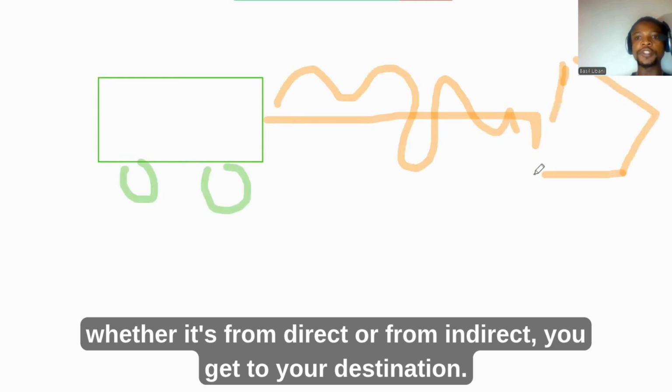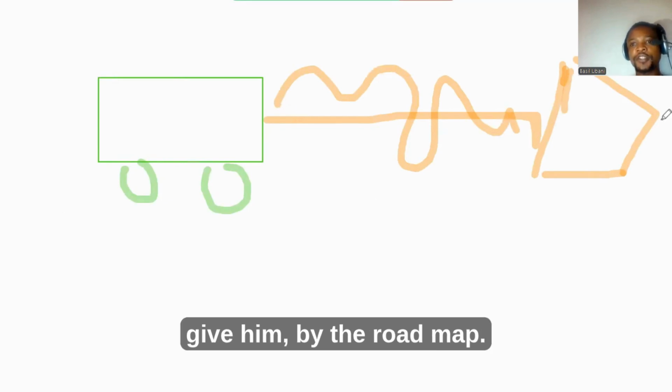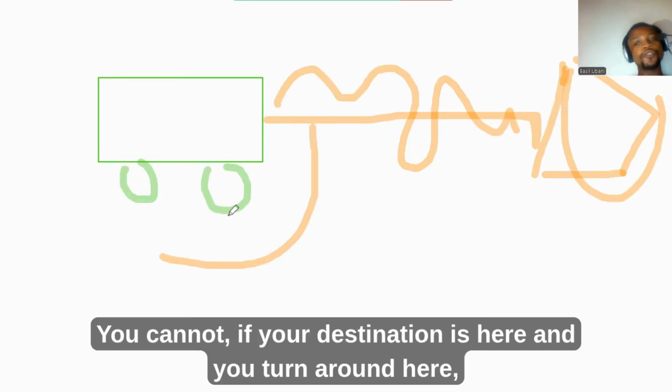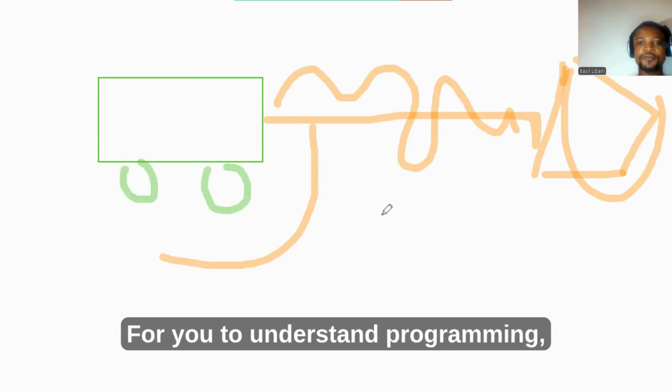So you have to follow the instruction given by the roadmap. If your destination is here and you turn around here, you're not going to your destination. That is how programming is. For you to understand programming, you have to follow your computer and the instructions given to you.